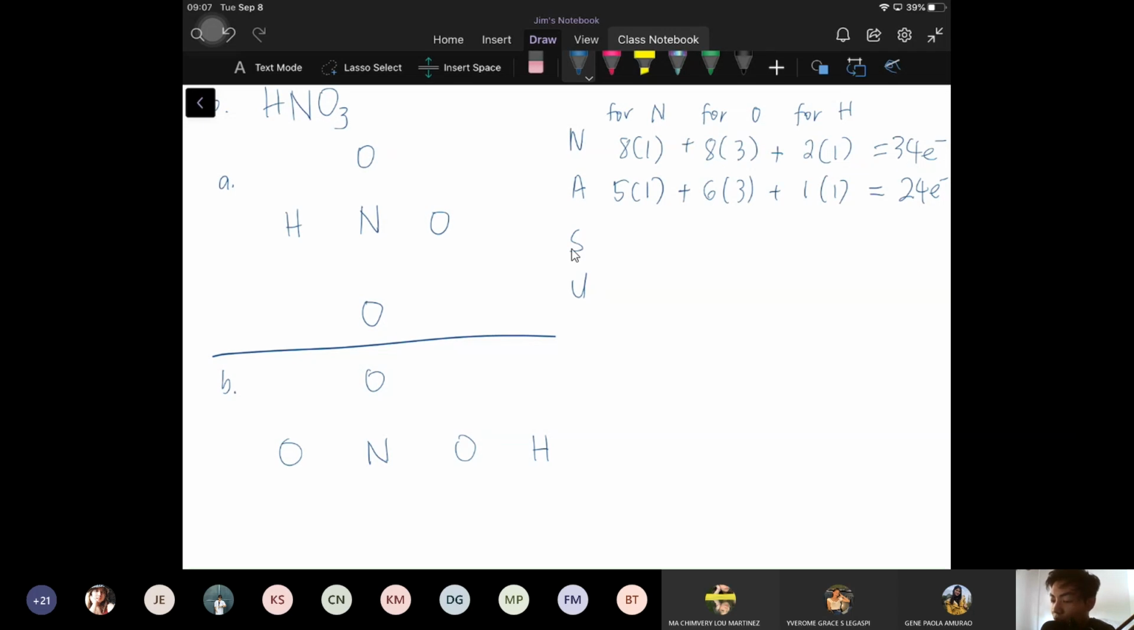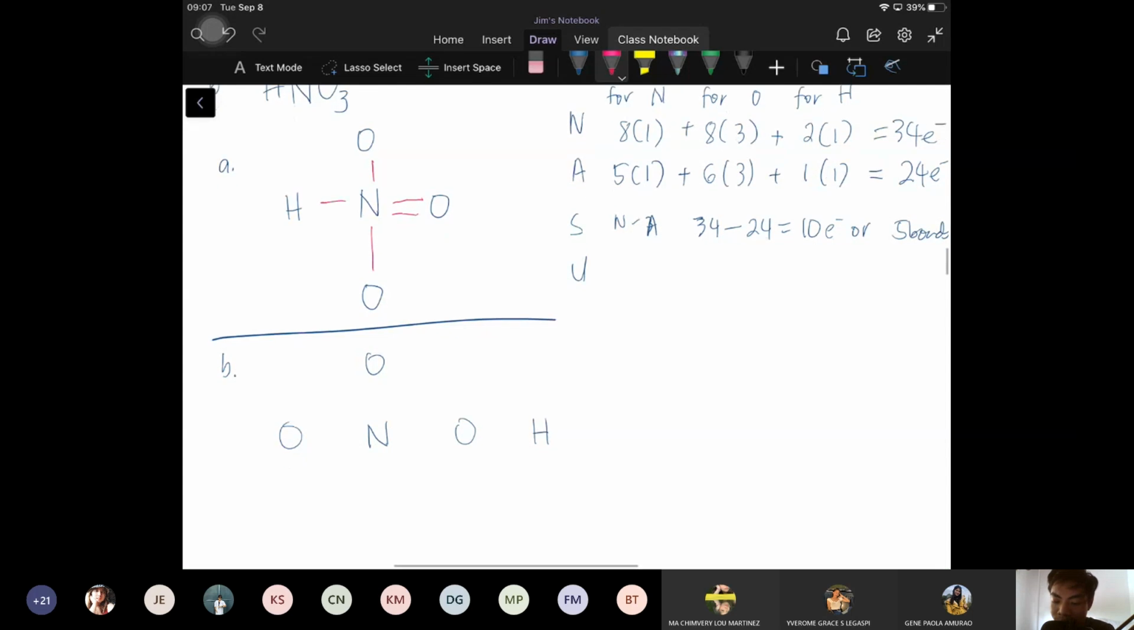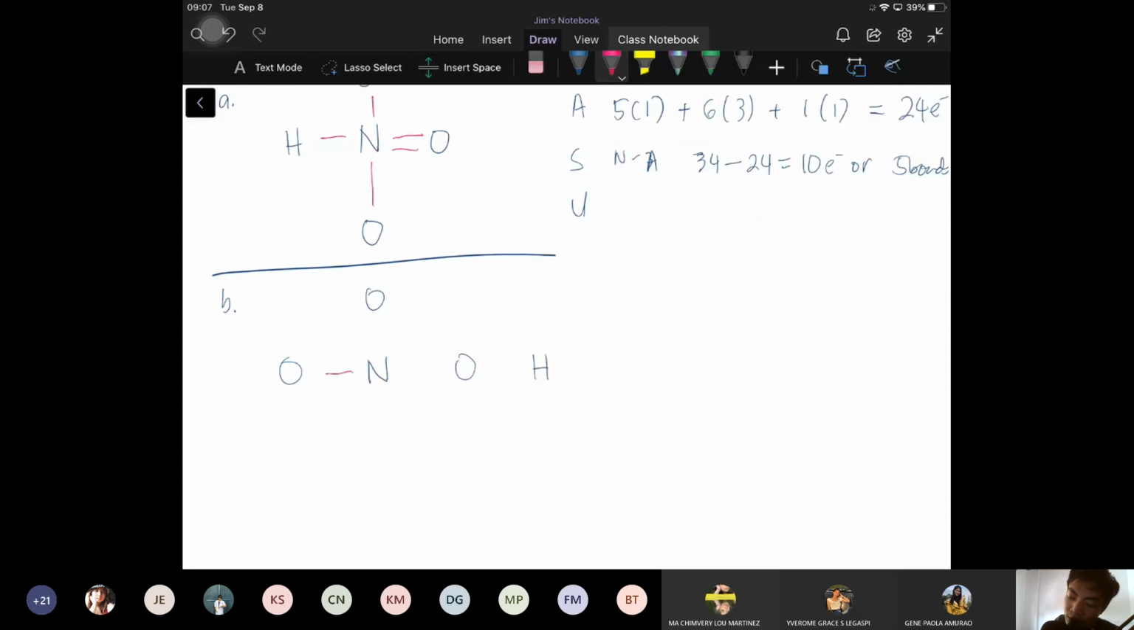So, shared, that is N minus A. So, that's 34 minus 24. 10 electrons, or how many bonds? 5 bonds now. So yan, I can start distributing my bonds, no? 1, 2, 3, 4. Hala, may sobra. Lagay mo yun sa oxygen. Bawal mag-form ng double bond with hydrogens eh. Dito. 1, 2, 3, 4, 5.